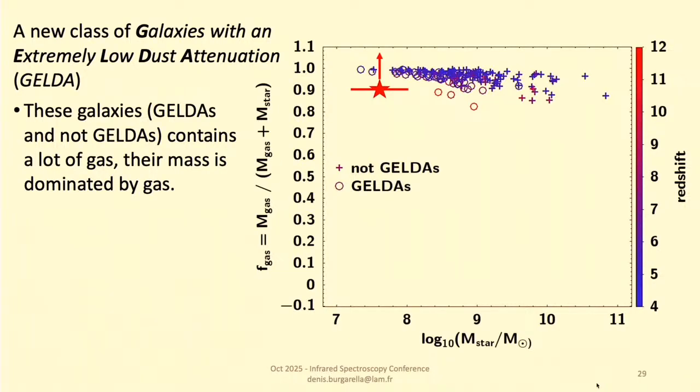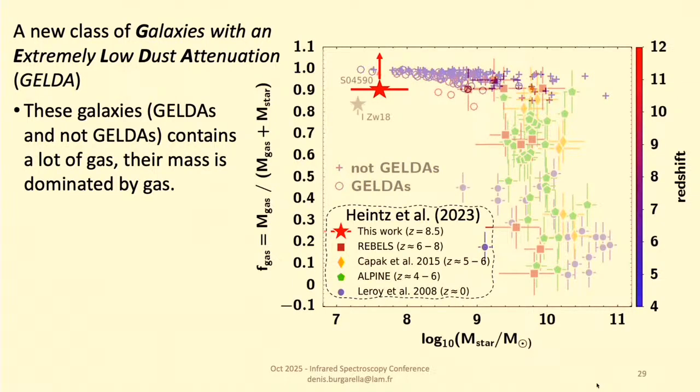All the models tell you that low mass galaxies do have this type of gas mass fraction. And if you look at more models, so this is a paper from Heinz et al., this work refers to this one, you see that you have quite a nice rise here, and then the galaxies are on this range. This is 1 Zwicky 18 and S04590, which are two very, very low metallicity galaxies in the local universe. So the fact that all the galaxies are here is not unexpected. Actually, it is expected.